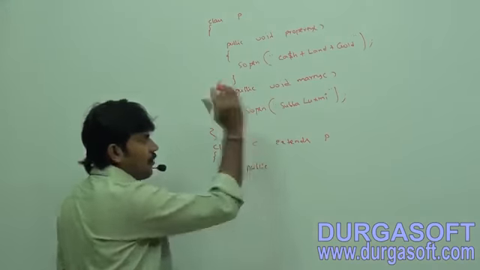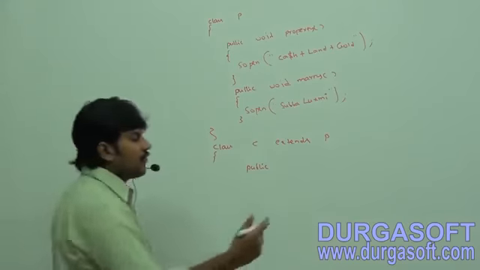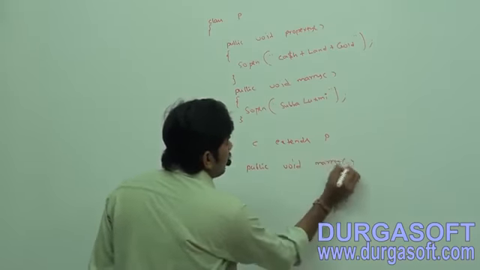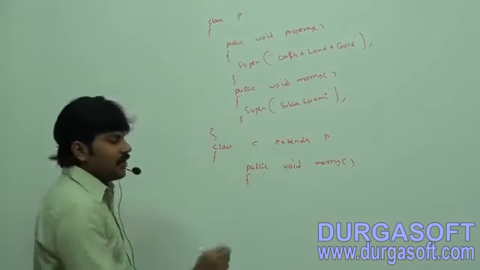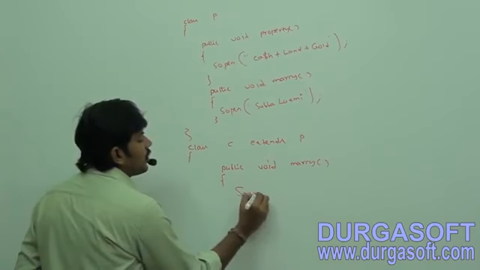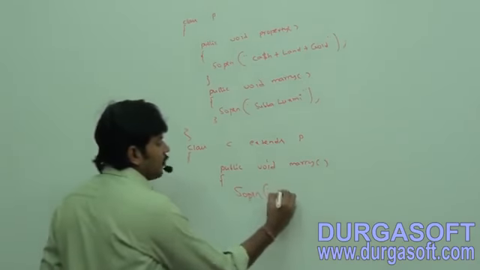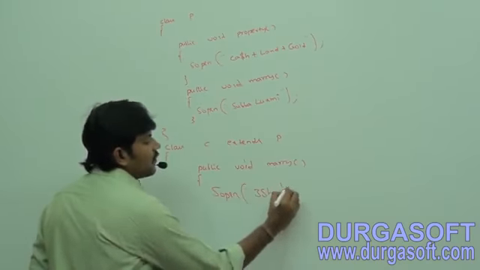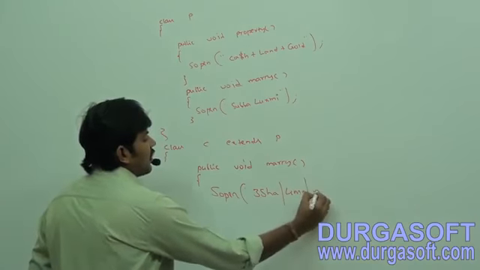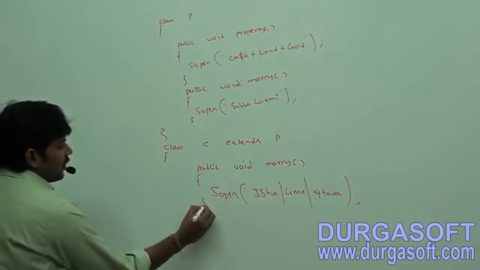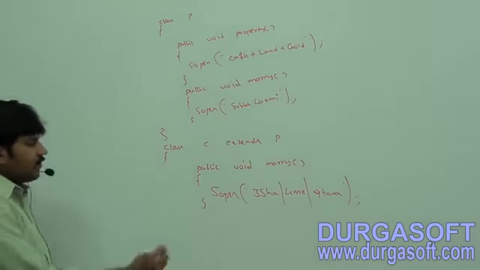Very simple. I can redefine the marry method. I'm not satisfied with the parent implementation, I want to redefine it on my own. Public void marry method, System.out.println. Any name, whatever name is in your mind, happily you can take either Trisha or Charmi or Nayantara, because these people are ready for marriage.